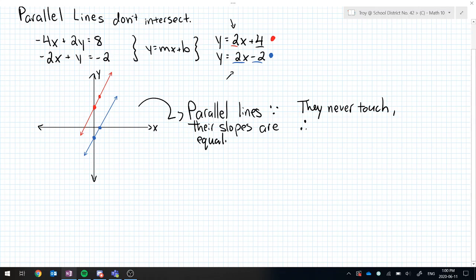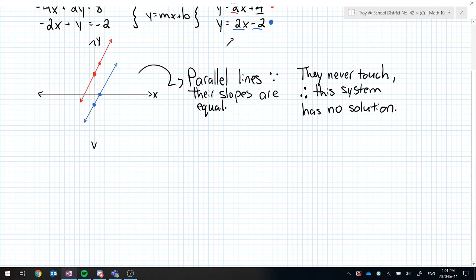So therefore, the system has no solution. There's no two values for x and y that we can ever find that those two lines are going to share. Okay, so you don't actually have to go through and graph these lines to know that. What we can actually do is we can use substitution and we can use elimination, and something specific will happen when we get this case, and I'll show you what that is.